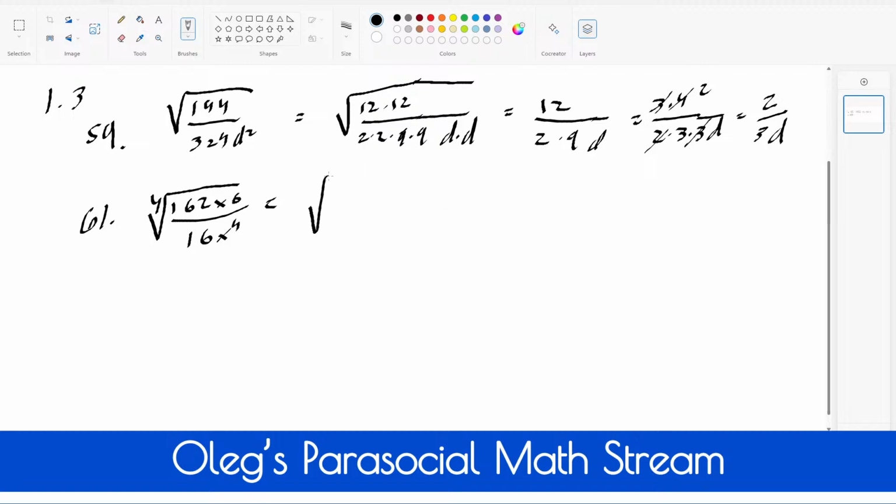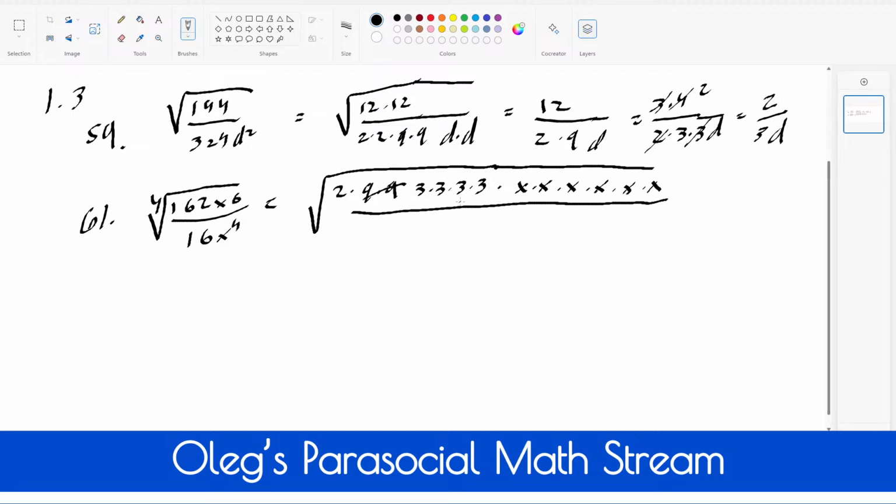So, let's see what we actually have here. 162. Let's break that down. 162, we're going to divide that by 2, 81. So that's going to be 2 times 9 times 9. And then that's going to be 3 times 3 times 3 times 3. Okay? And then we have times x times x times x times x times x times x. All right, this is a little tedious, but you're going to see where I'm going with this. 2 times 2 times 2 times 2.